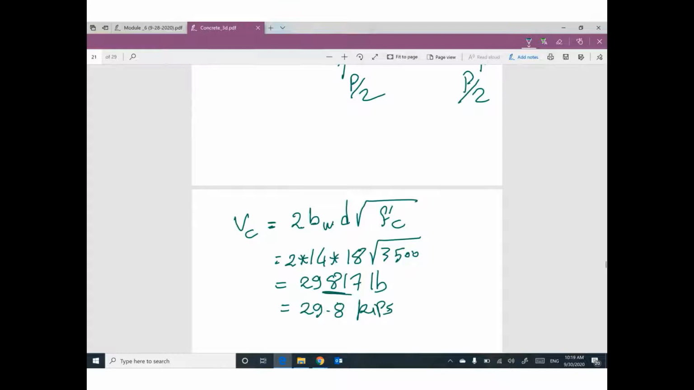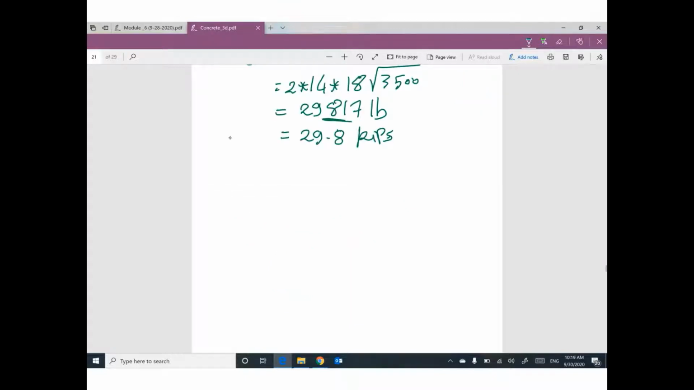But I'm looking for phi Vc. We don't need to search for the value of phi, because the value of phi for shear is 0.75. 0.75 times 29.8. This number will be 22.3 kips.